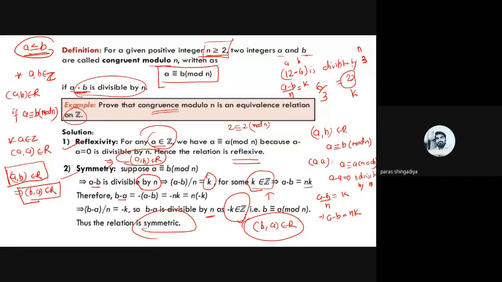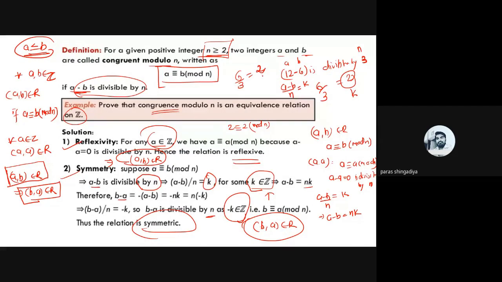Clear? So a minus b is divisible by 3. Here a is 12, b is 6, and mod n means n is equal to 3. So 12 minus 6 is divisible by 3. Check that: 12 minus 6 will be 6, and 6 is divisible by 3. So it will be 2.